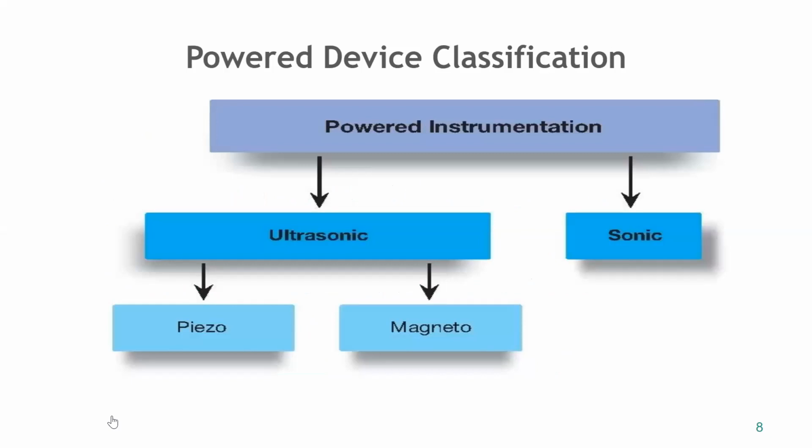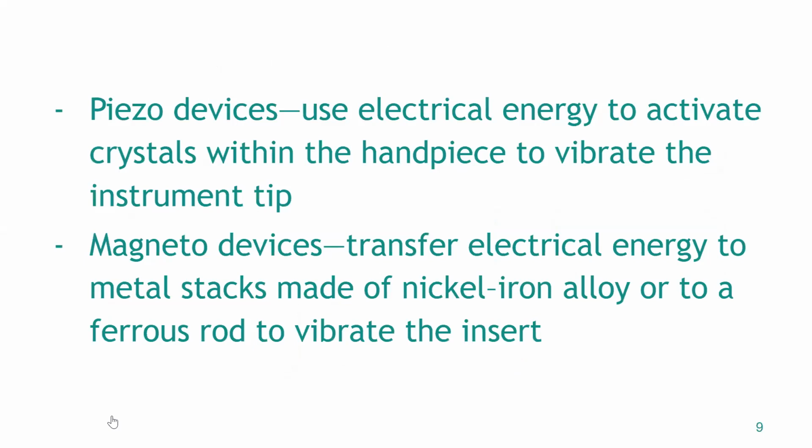Okay, this is just a diagram of powered instrumentation, showing how the ultrasonic scalers include both the piezo and our magneto. So both the piezo and the Cavitron are ultrasonic instruments. Piezo devices use electrical energy to activate crystals within the handpiece to vibrate the instrument tip. Magneto devices transfer that electrical energy to metal stacks made of nickel iron alloy to a ferrous rod to vibrate the insert.